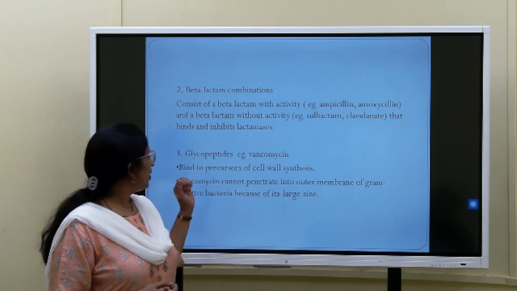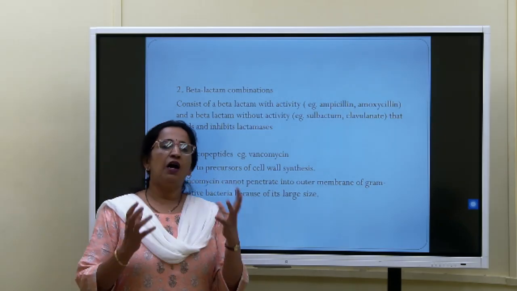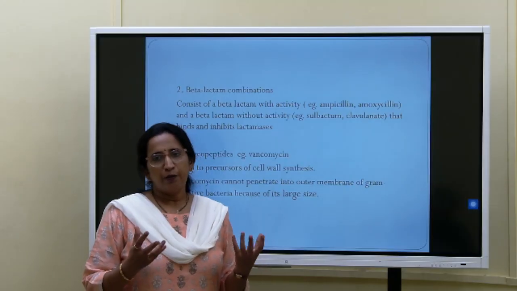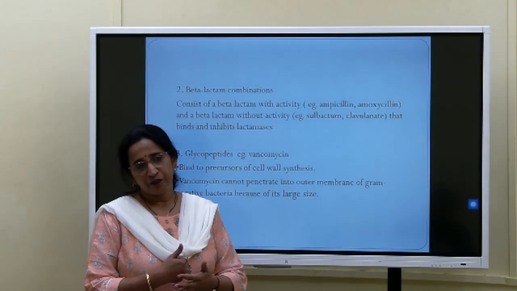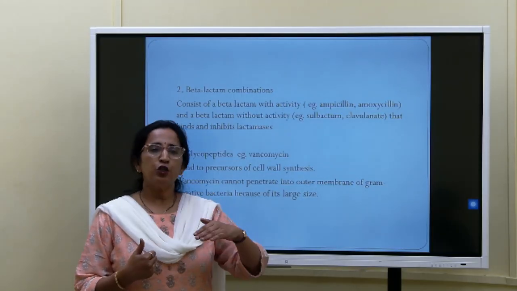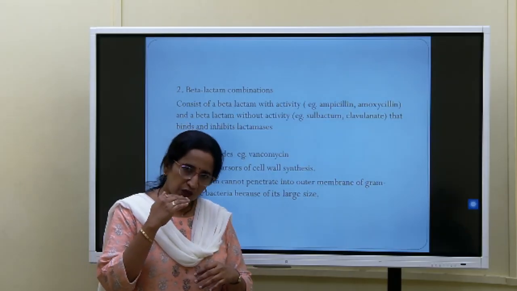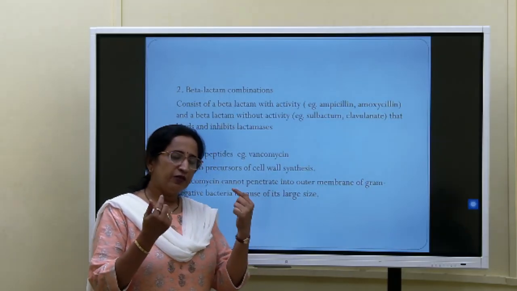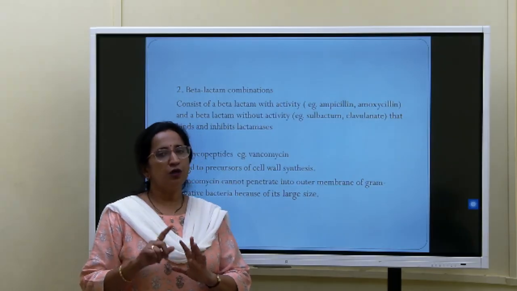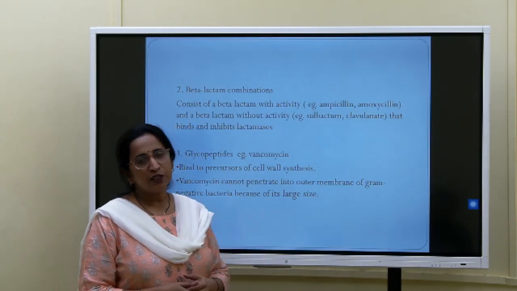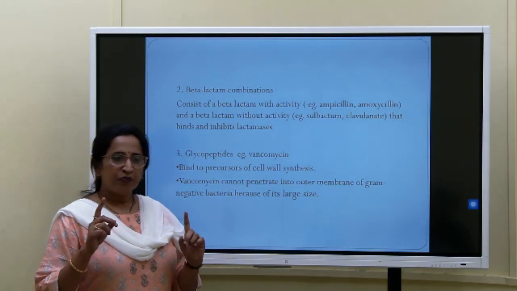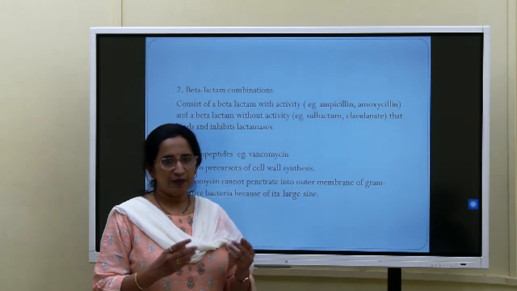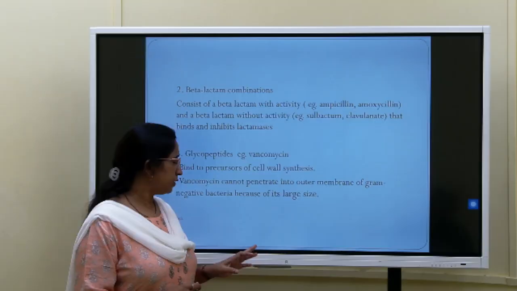Now the disadvantage of vancomycin is that it is a very large molecule, and because of which it cannot penetrate the outer membrane of gram-negative cells. Gram-negative cells, in addition to peptidoglycan, contain an outer membrane, and vancomycin is not able to go through the outer membrane. So obviously it is not effective against gram-negative bacteria. It can work only on gram-positive bacteria, for example Staphylococcus aureus.